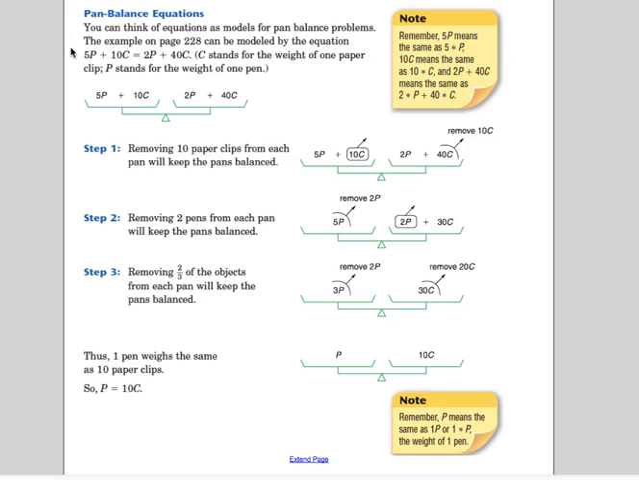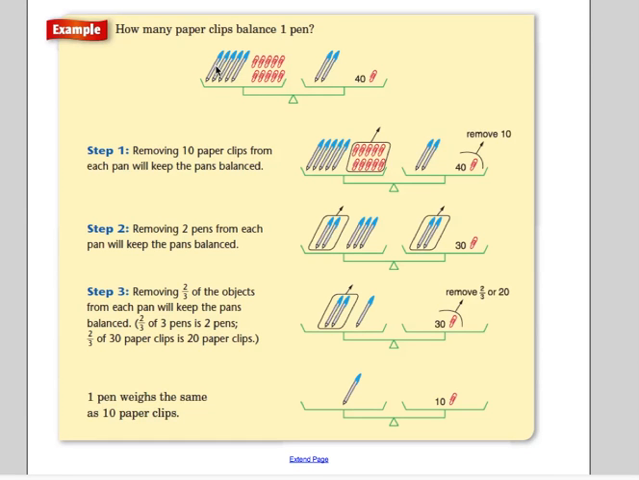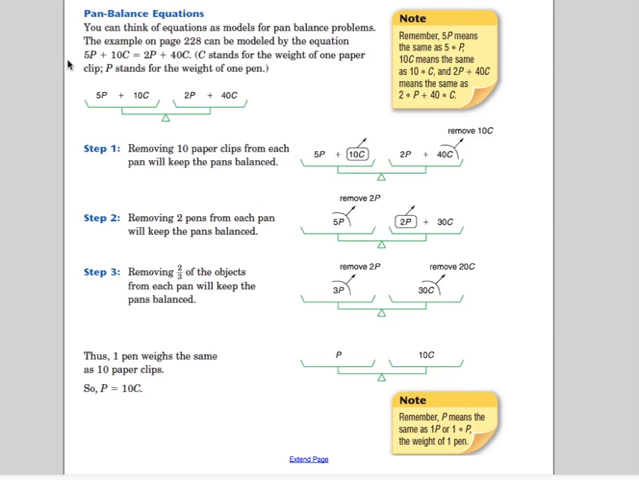The example on page 228, this is in your student reference book, can be modeled by the equation 5p plus 10c equals 2p plus 40c. C stands for the weight of 1 paper clip, P stands for the weight of 1 pen. Okay, do you see where those come from? In this problem, we had 5 pens and 10 paper clips on the left side. So we could call that 5p, where P stands for pen, plus 10c. C stands for the clips, the paper clips. That's what we had on the left side.